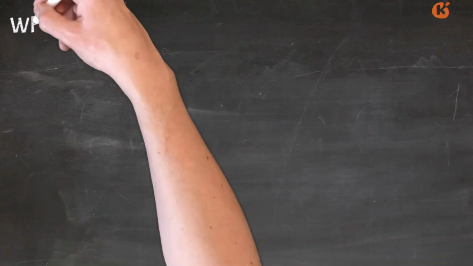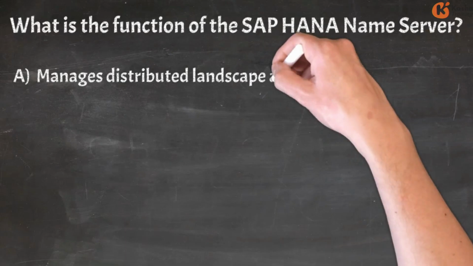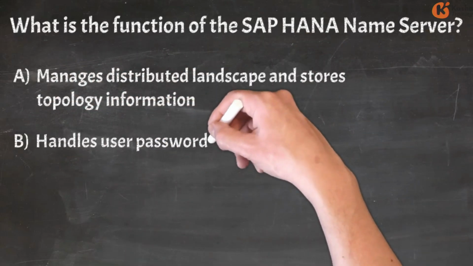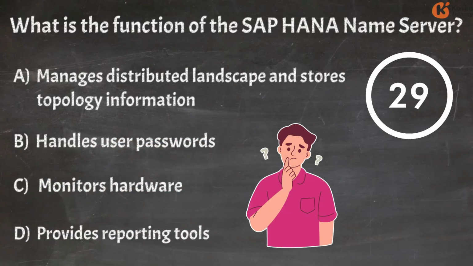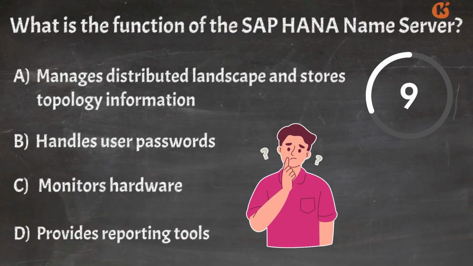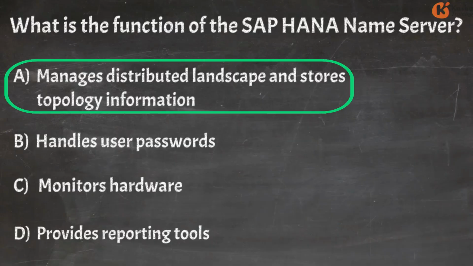Question 19. What is the function of the SAP HANA Name Server? A. Manages distributed landscape and stores topology information. B. Handles user passwords. C. Monitors hardware. D. Provides reporting tools. Correct answer A. Manages distributed landscape and stores topology information.